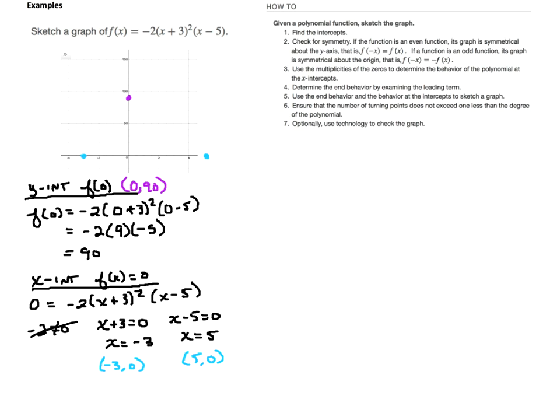And we can also gather the behavior at those zeros. This x plus 3 factor is squared, so this has a multiplicity of 2, which means touch and turn. And then this x minus 5 factor has a multiplicity of 1, so it completely crosses there. And we'll put that onto the graph once we determine the end behavior, which is what we're about to do.